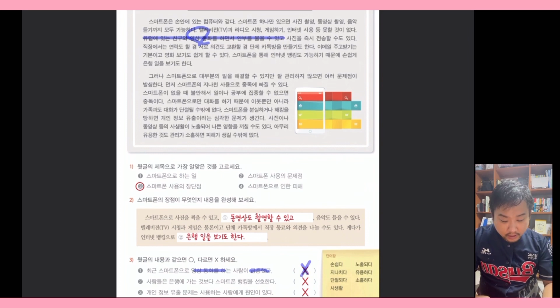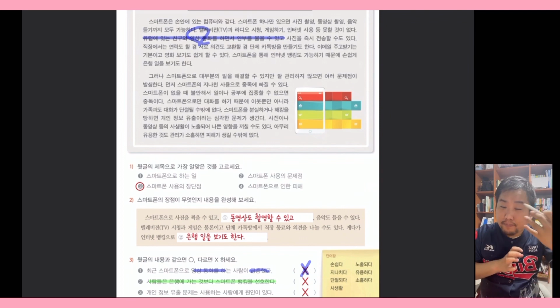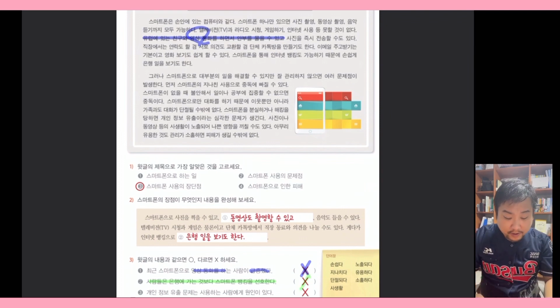Number two, 사람들은 은행에 가는 것보다 스마트 뱅킹을 선호한다. We don't know. It's not mentioned in the passage. Yeah, if you don't read the passage, the sentence could be right, but it's not in the passage above. So the answer needs to be X.